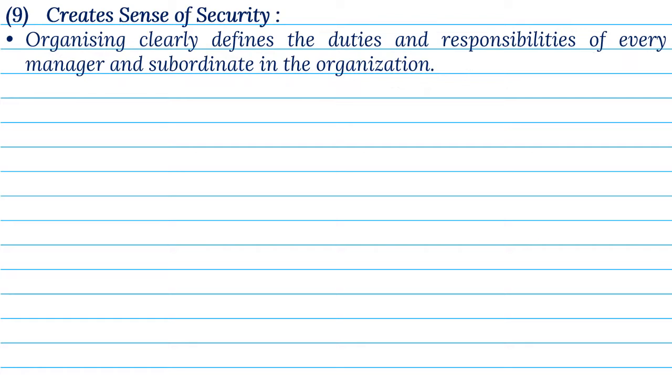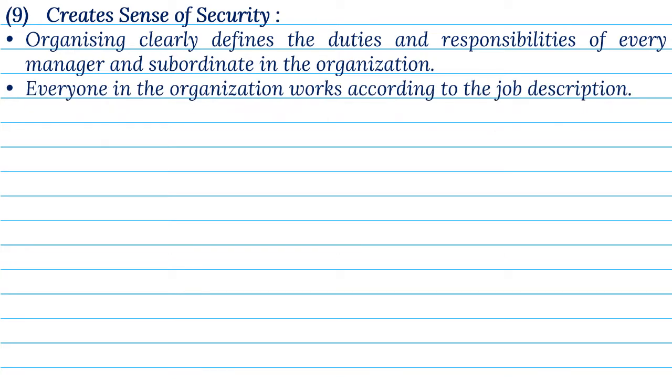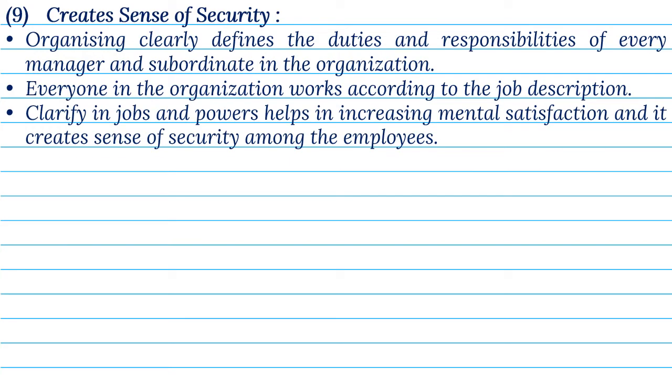9. Creates sense of security. Organizing clearly defines the duties and responsibilities of every manager and subordinate in the organization. Everyone in the organization works according to the job description. Clarity in jobs and powers helps in increasing mental satisfaction, and it creates a sense of security among the employees.